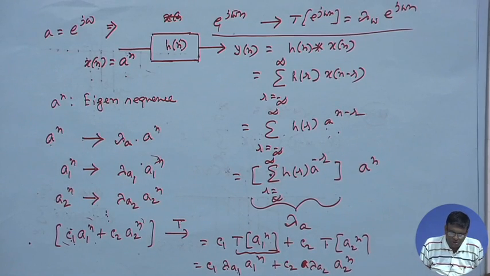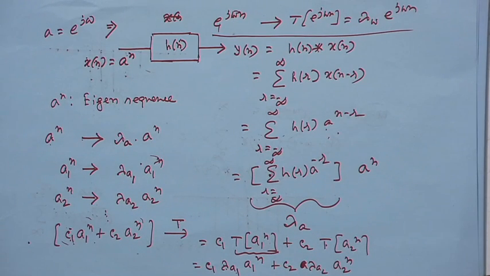Okay. My question is, if I give any arbitrary sequence, not necessarily a sequence which is a linear combination of eigen sequences, just a very arbitrary sequence, what can I do then? Because directly eigen sequences are not coming. So, what can I do then? Here I will show you something very interesting.